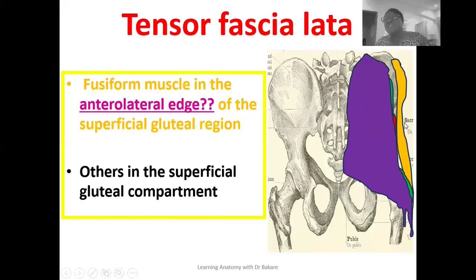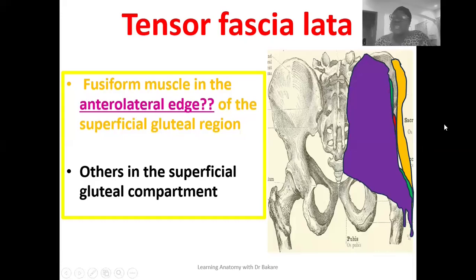Then if you go to the lateral edge here in the anterior region, you have the tensor fascia lata, and this is what is highlighted here in yellow. So this muscle is seen to be located around the anterolateral region of the superficial gluteal region. So if you try to list all the muscles located in the superficial compartment of the gluteal region, the tensor fascia lata, including the gluteus minimus, medius, and also maximus, make up the superficial layer of the gluteal region. And this is what is highlighted here in this image.